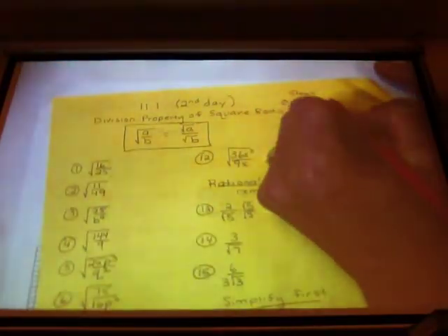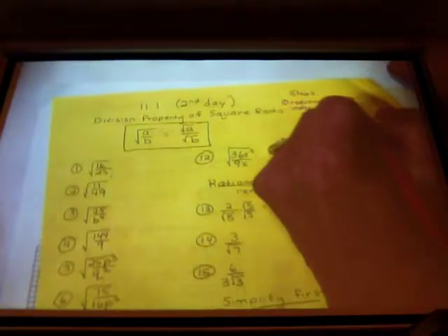First of all, you reduce what is under the radical or outside. Anything that you can reduce, you reduce first. You make it as simple as you can before you go on to the next step. Okay. The next step is you simplify your numerator or denominator.